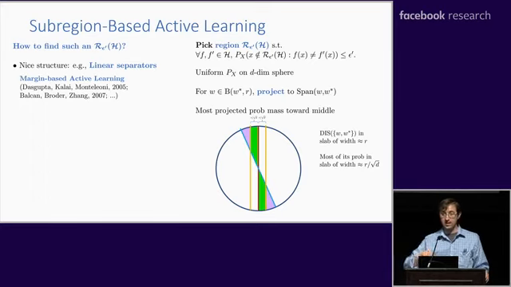So you can put a slab around one of the two separators, and let's say the two separators were within distance r of each other. If you take that slab of width roughly r over square root d, you're still going to capture most of the probability mass where the two disagree.